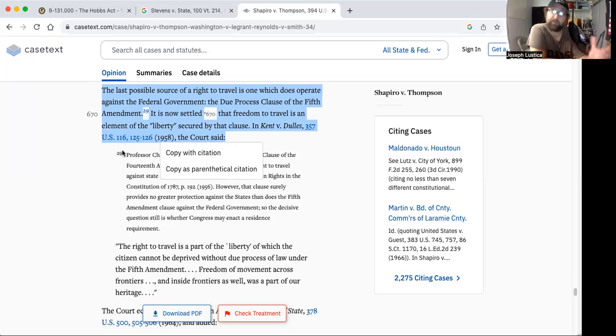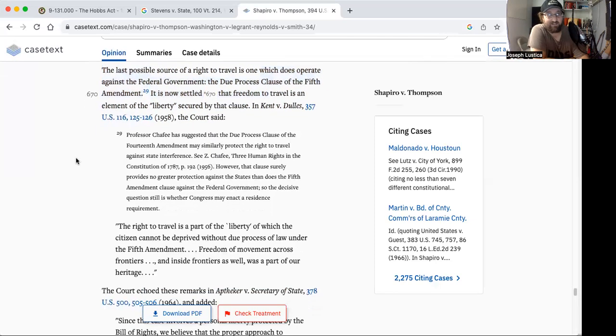It was so elementary, it didn't even need to be mentioned originally, but here we are having to mention it in court cases, because apparently people don't get it. Okay. The right to travel is a part of the liberty of which a citizen cannot be deprived without due process of law under the Fifth Amendment.